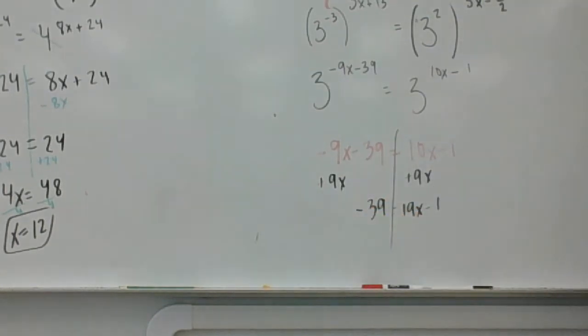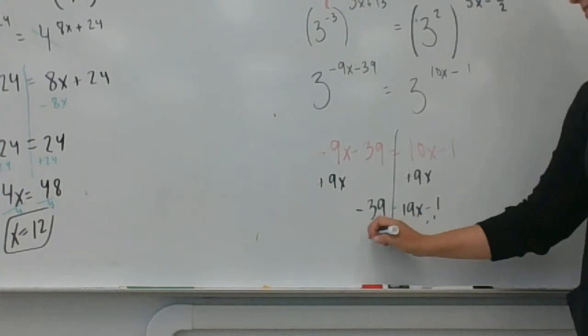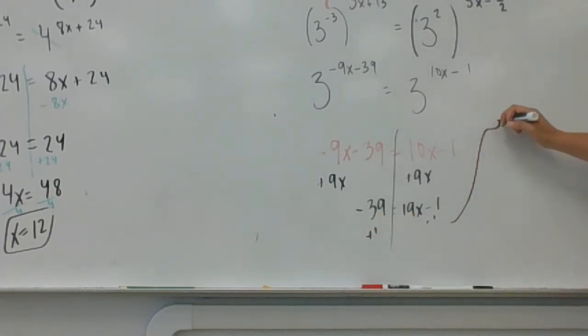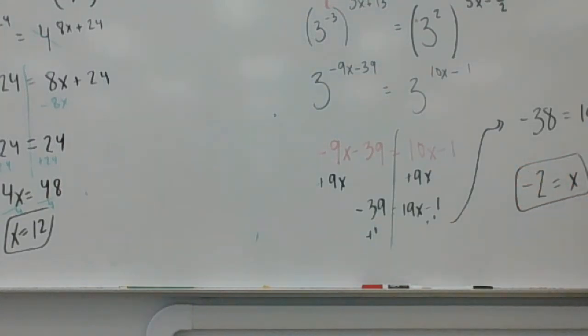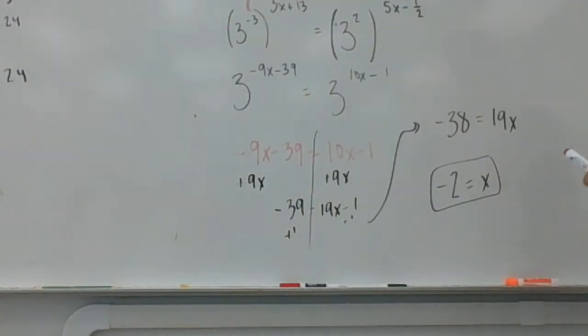19x. Then you add the 1 to the other side. Or, no, am I wrong? You're right. Oh, yeah. Our answer's going to be a fraction. Then you do 38 equals 19x, and then I don't know what that is. Actually, it divides evenly. Where'd you get the 4? I guess so. See, I know how to do it.